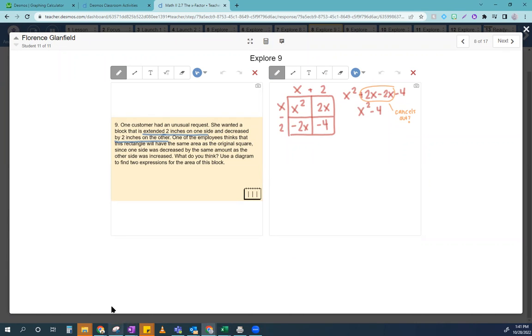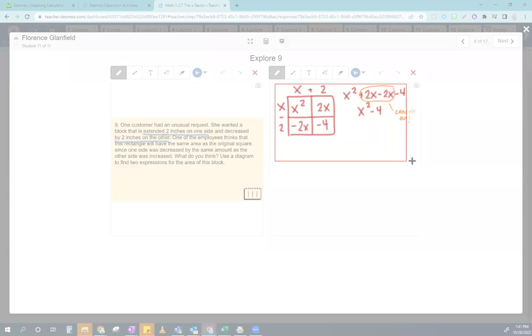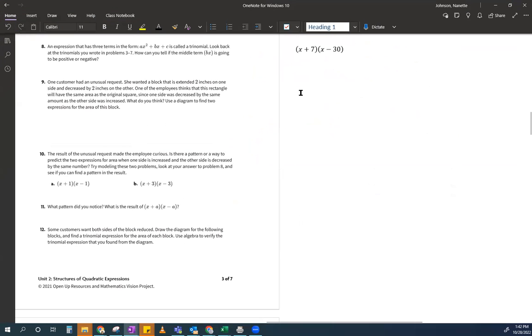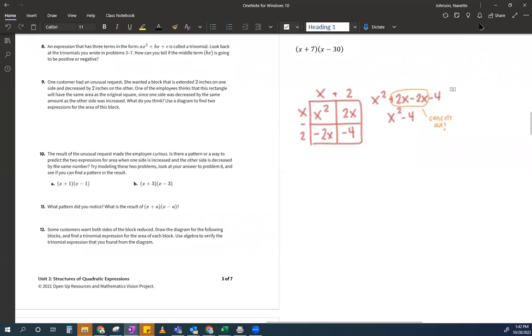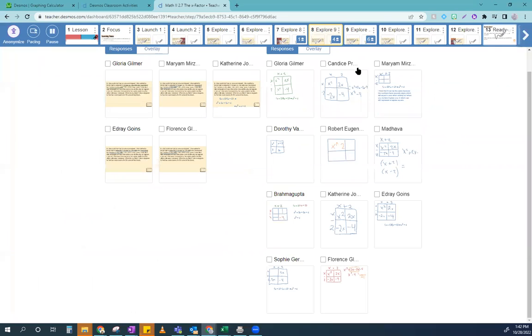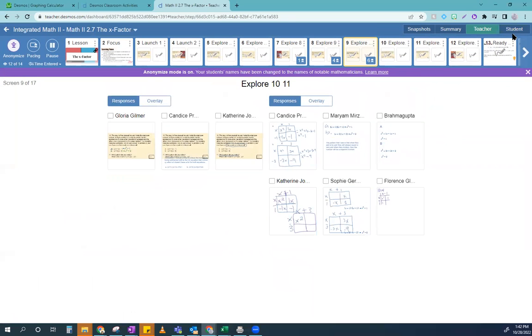So let me clip this, so that you guys can all reference this later. So copy and then paste over here. This is number 9. And then they're going to ask you, hey, is there a pattern that we've noticed for this one?